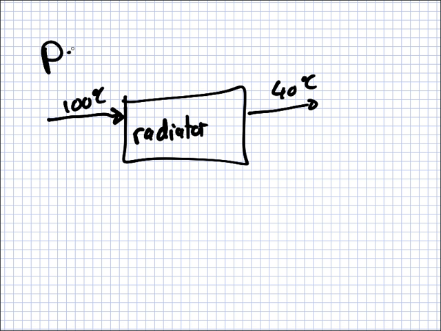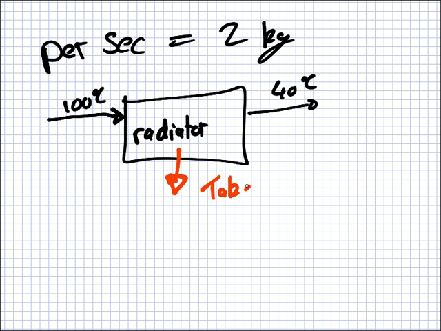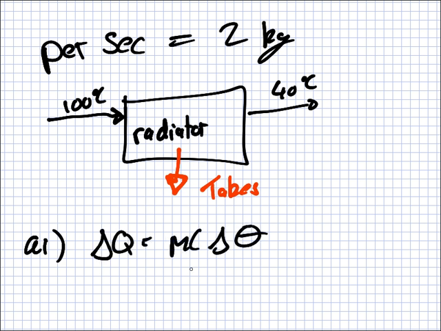And per second is equal to 2 kilograms. Okay? So the radiator takes energy. And the question is, how much energy does it take per second? So that's just using delta Q equals m c delta theta, which is equal to 2, 4180, 60.